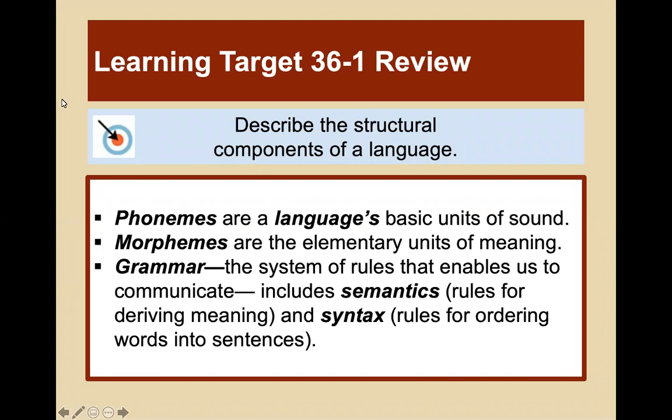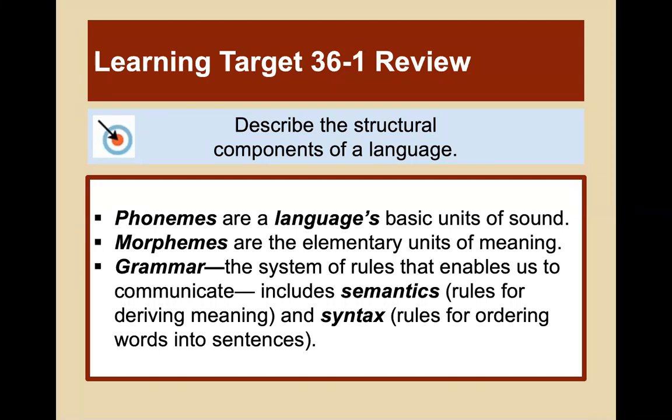So we are already at our learning target reviews. So the structural components of language: phonemes, morphemes, grammar. Phonemes are the language's basic units of sound. They don't correspond necessarily to just letters. They are the basic units of sound. Think about bat having 3 sounds, b, a, t, okay? But so does vat, v, a, t, even though it has 4 letters.